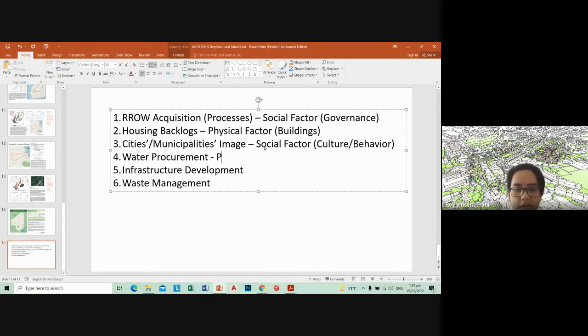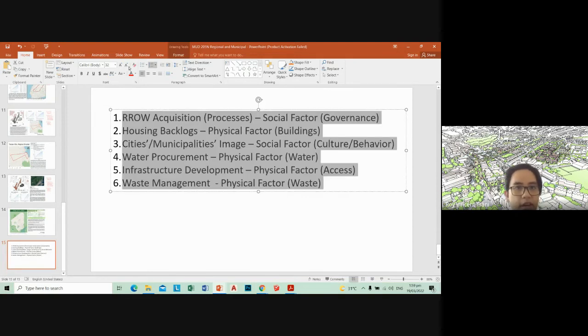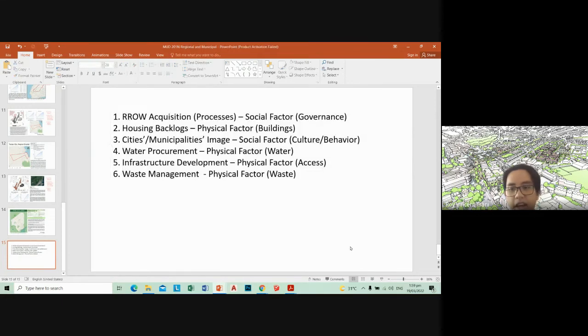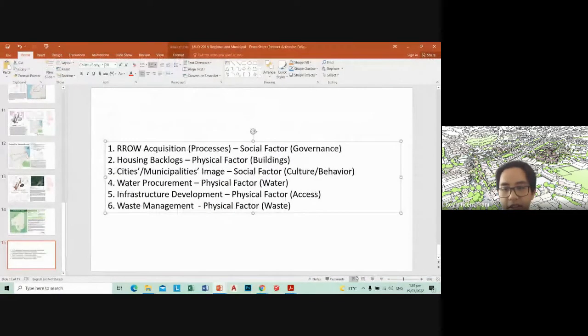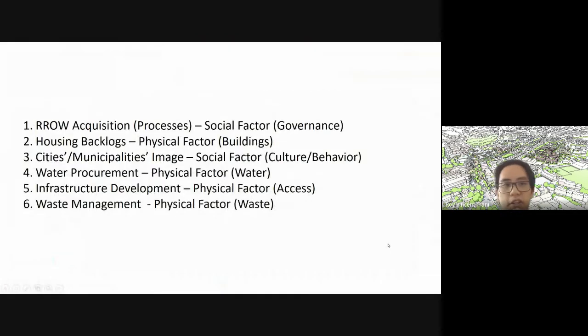Water procurement, physical factor. Yeah, water really. Infrastructure development is also physical, talking about access, and waste management, another physical factor. Talking about waste. So with our maps here, we'll start out with the population, and then maybe I can customize activities for us to really highlight these different issues in our local communities.